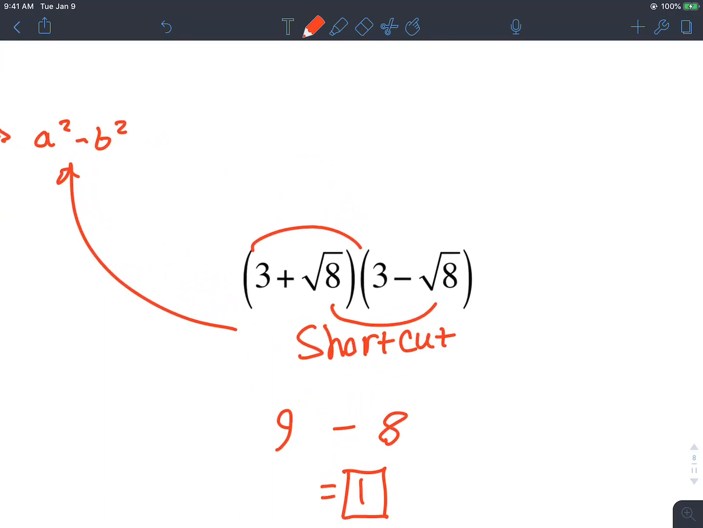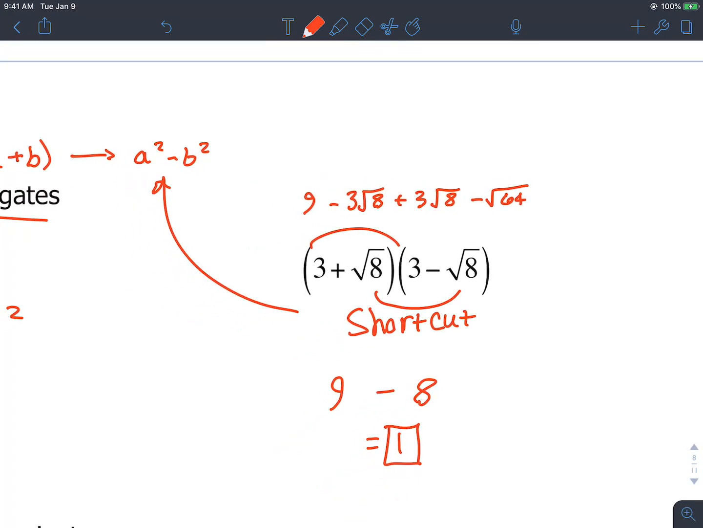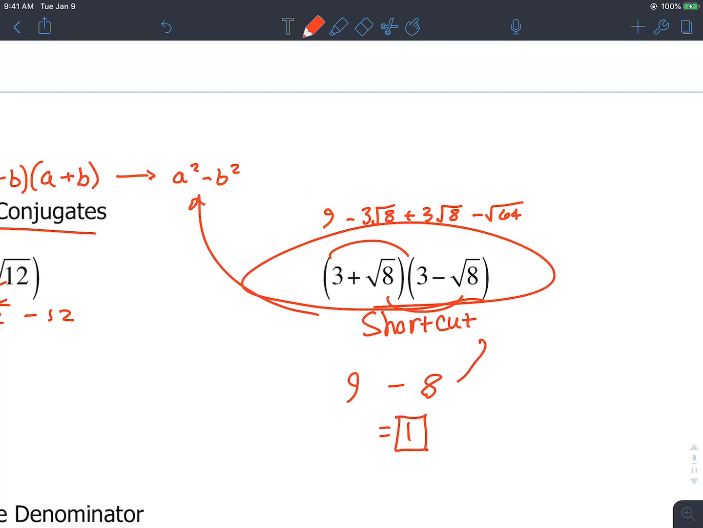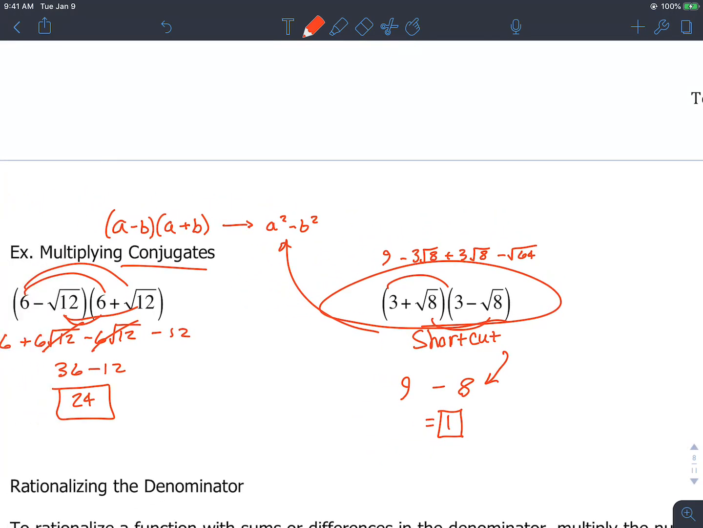Okay, now if you want to write out the full steps, you can get the 9 and then the negative 3 square root of 8, positive 3 square root of 8, and then minus the square root of 64. If you want to write out every step, you can. But the shortcut, if you recognize that they're conjugates, will speed up the problems here significantly.